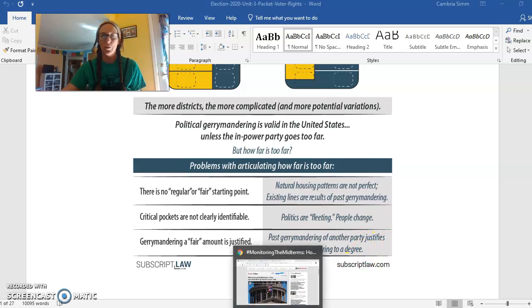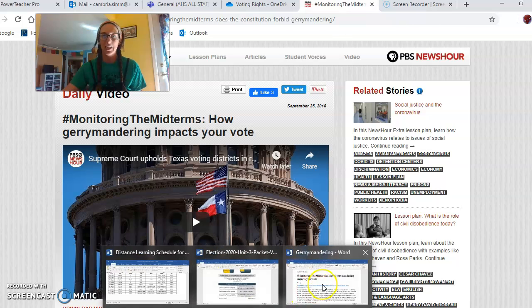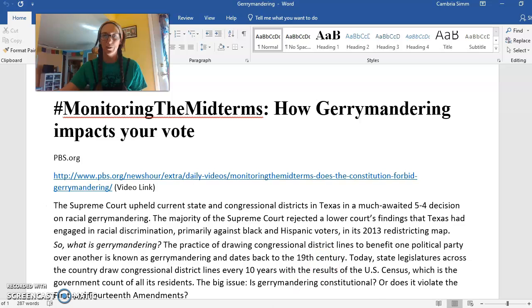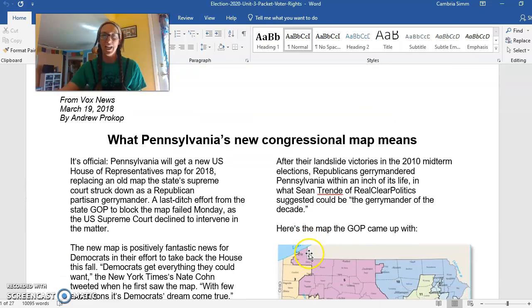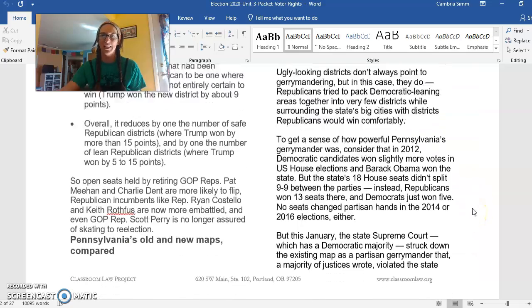So I want you to watch this video. It's very short, about the Supreme Court decision in Texas, and try to understand what's going on there. I want you to go back to the Voting 2020 packet that we're looking at and read these two articles. This one's from Vox, what Pennsylvania's new congressional map means. And we're going to look at it. Wow, there's some wacky district lines in Pennsylvania.